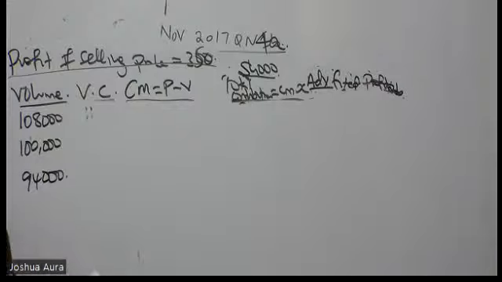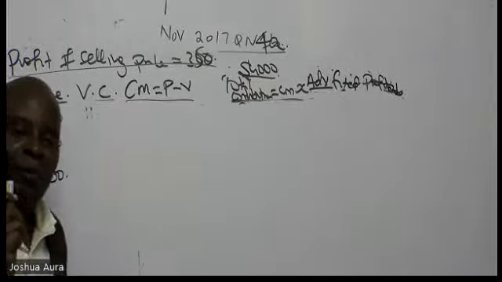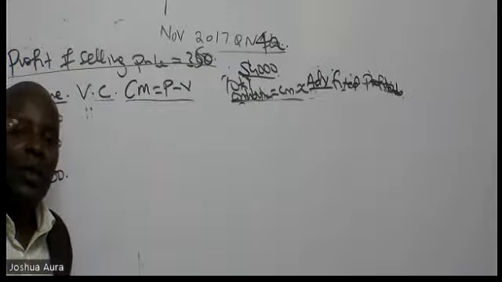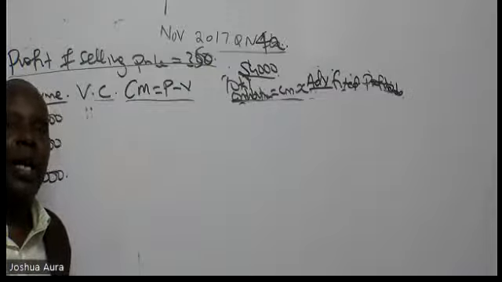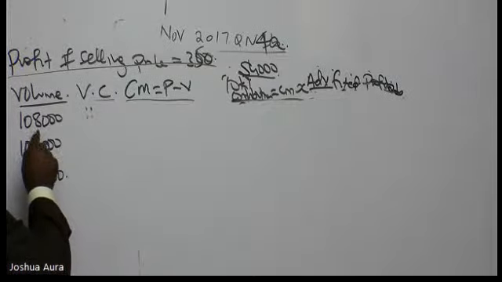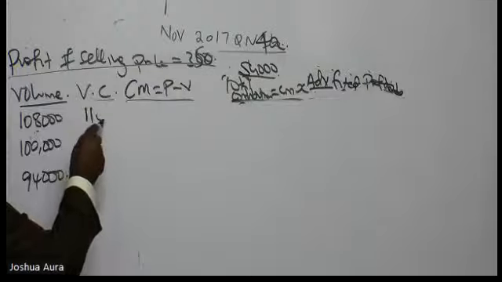Now, remember the concept of variable cost. Below 100,000 units, 100,000 and below, we shall incur a variable cost of 120. If we produce above 100,000 units, then variable cost goes down to 110. So here we produced more than 100,000 because 108 is more than 100,000. So this must have been 110.